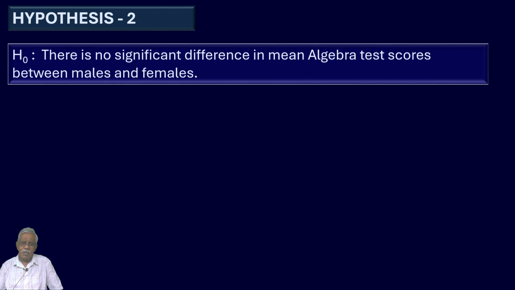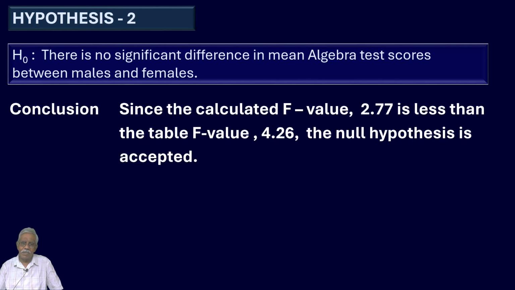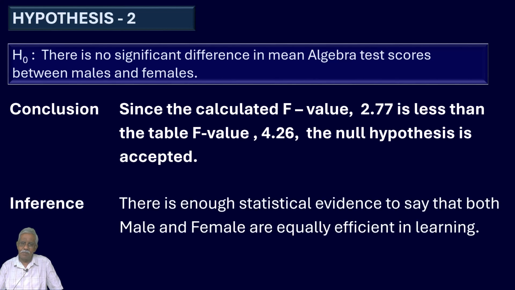Hypothesis 2. Null hypothesis. There is no significant difference in the mean algebra test scores between males and females. Conclusion. Since the calculated F value 2.77 is less than the table F value 4.26, the null hypothesis is accepted. Inference. There is enough statistical evidence to say that both male and female are equally efficient in learning.